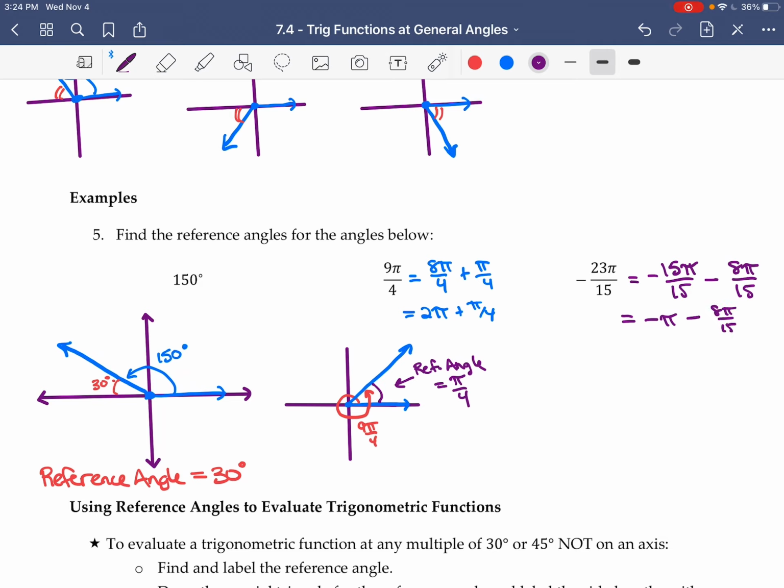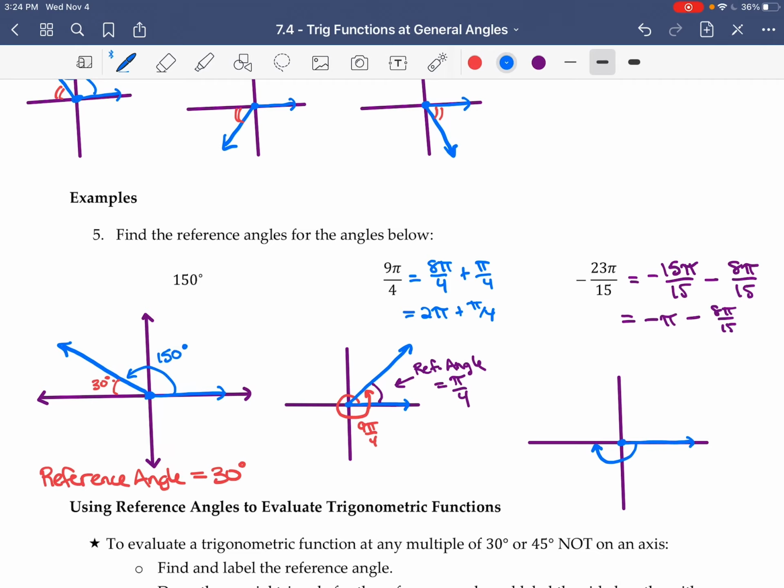Okay, so if I was going to draw this, I'm going to do it down here. We're going in the clockwise direction here because it's negative. So I definitely have to go to pi. So I'm going to go that far. But then I have to go 8 pi by 15 more.